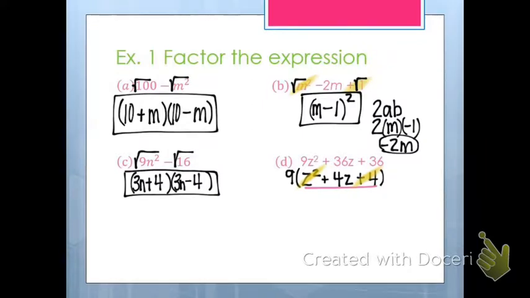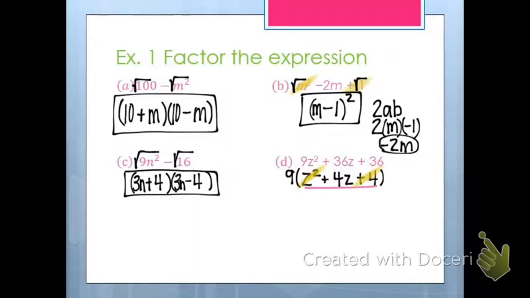I got one person that says yes. Yes, remember the second sign has to be a positive for this to work. Okay? Are the first and the third term perfect squares? Yeah. So this has a shortcut. This is a perfect square trinomial.